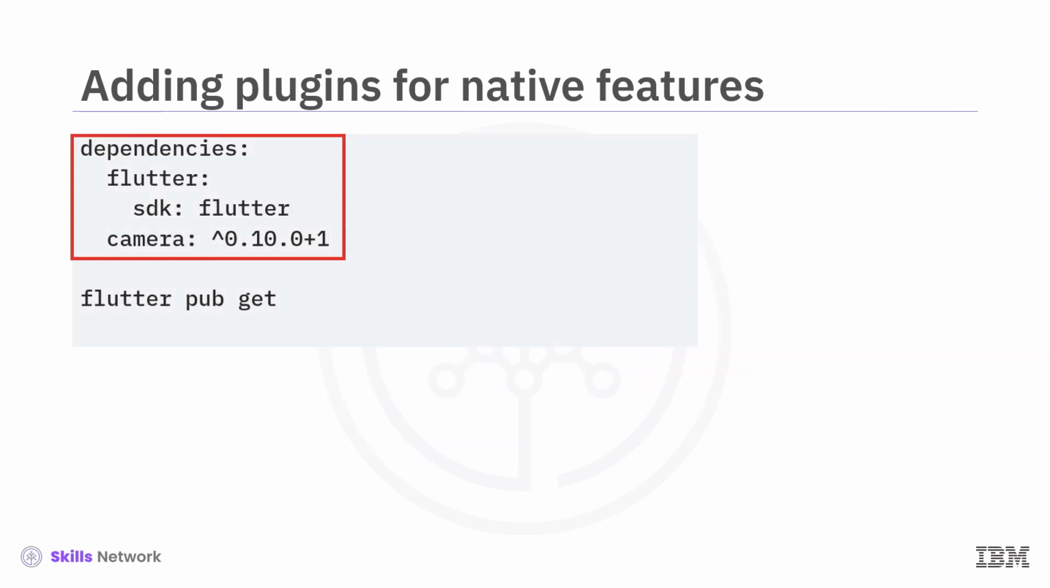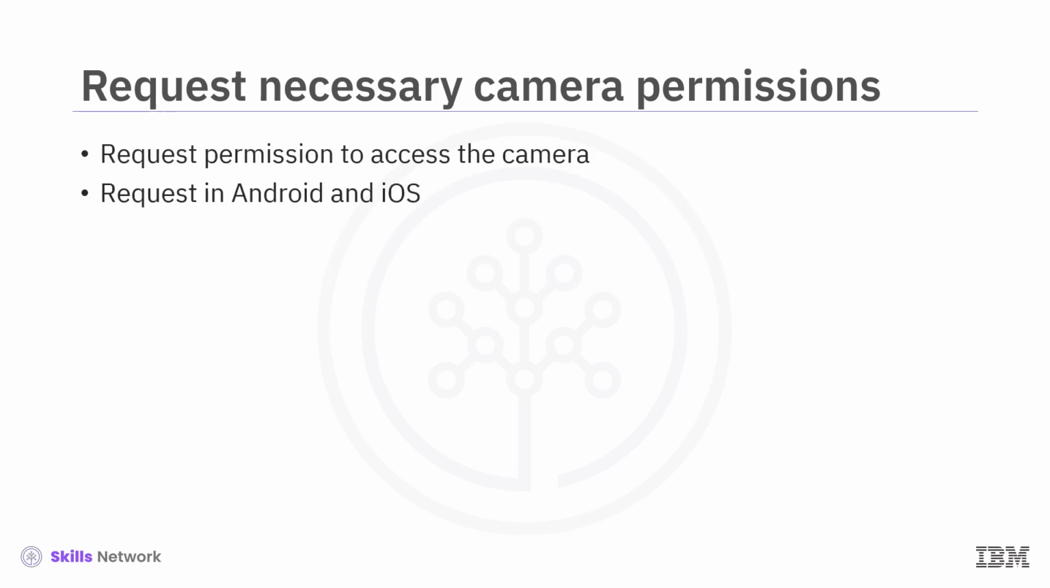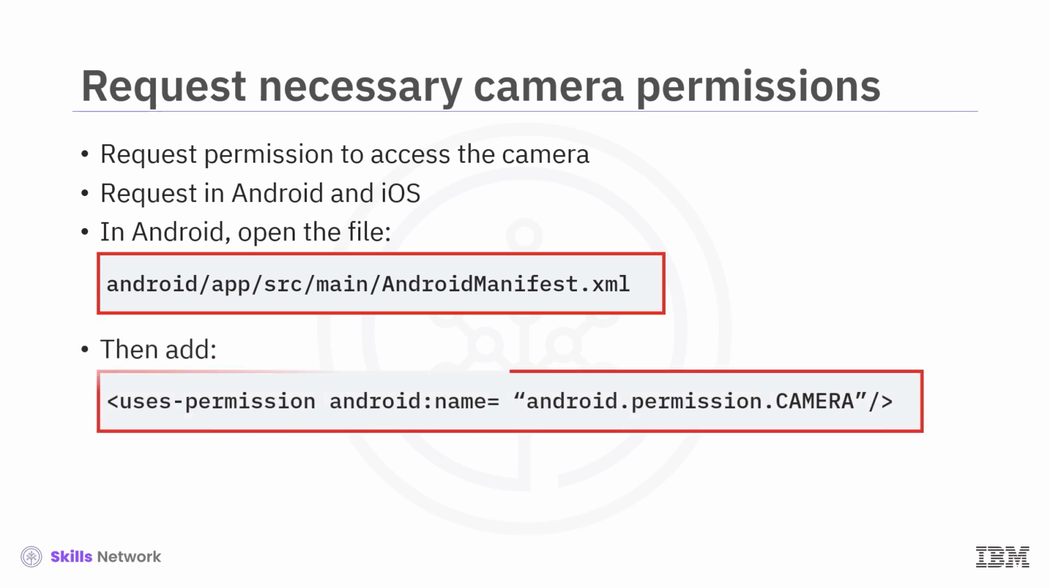First, you'll add the camera plugin to your project in your pubspec.yaml file. Then you'll run the code flutter pub get to install the plugin. After adding the plugin to your project, you'll request permission to access the camera. You'll need to request camera permissions in both Android and iOS. In this Android example, you would open the Android manifest file, and then add the camera permission code.